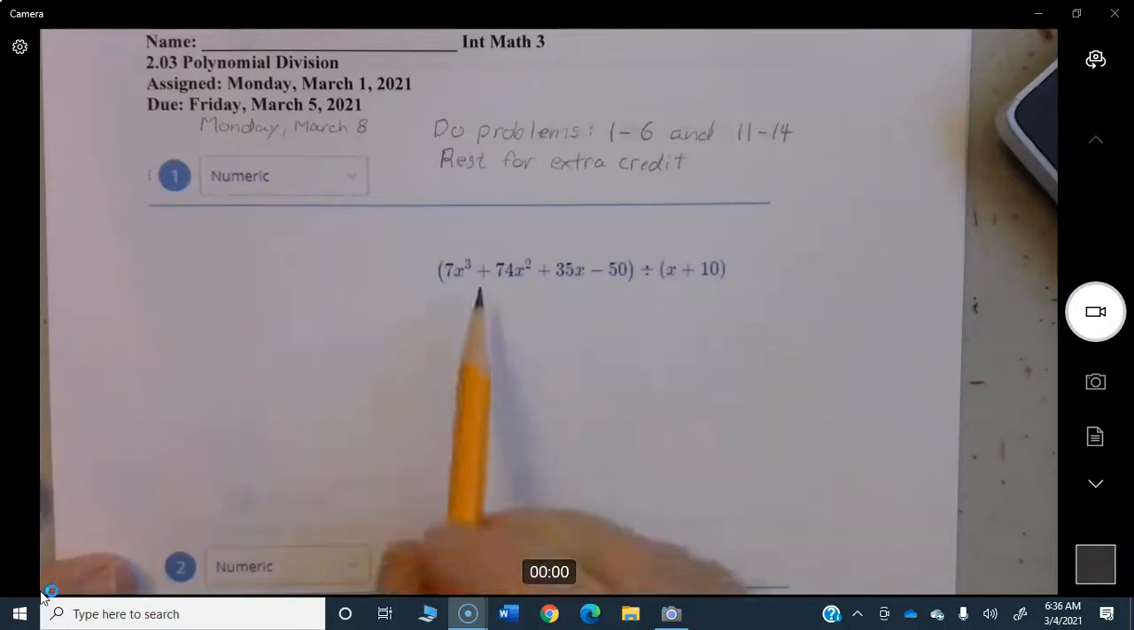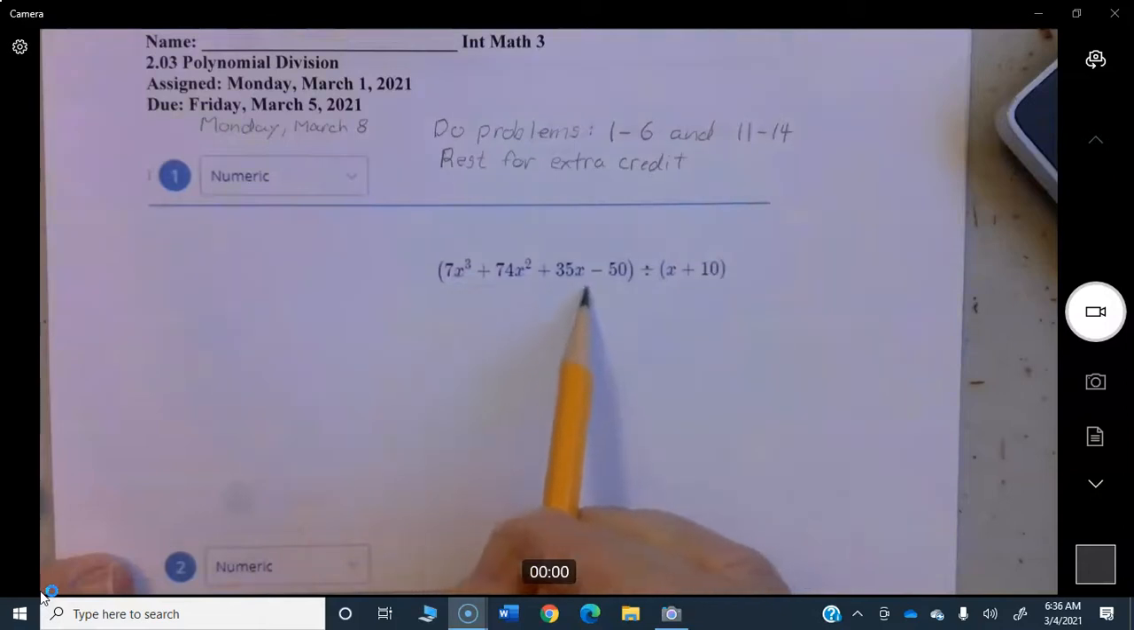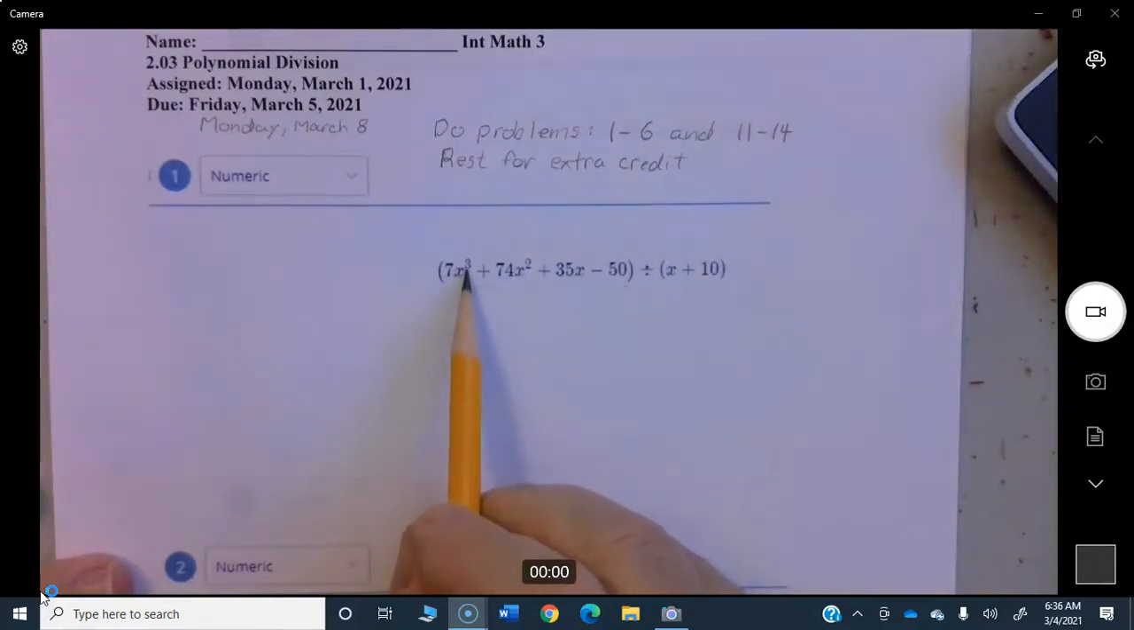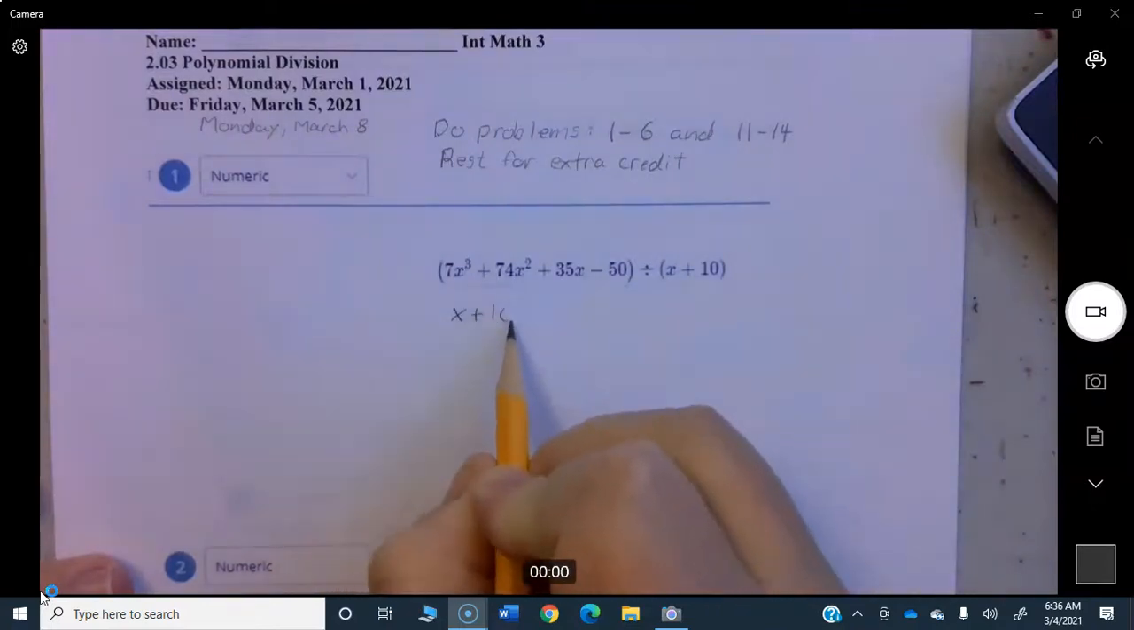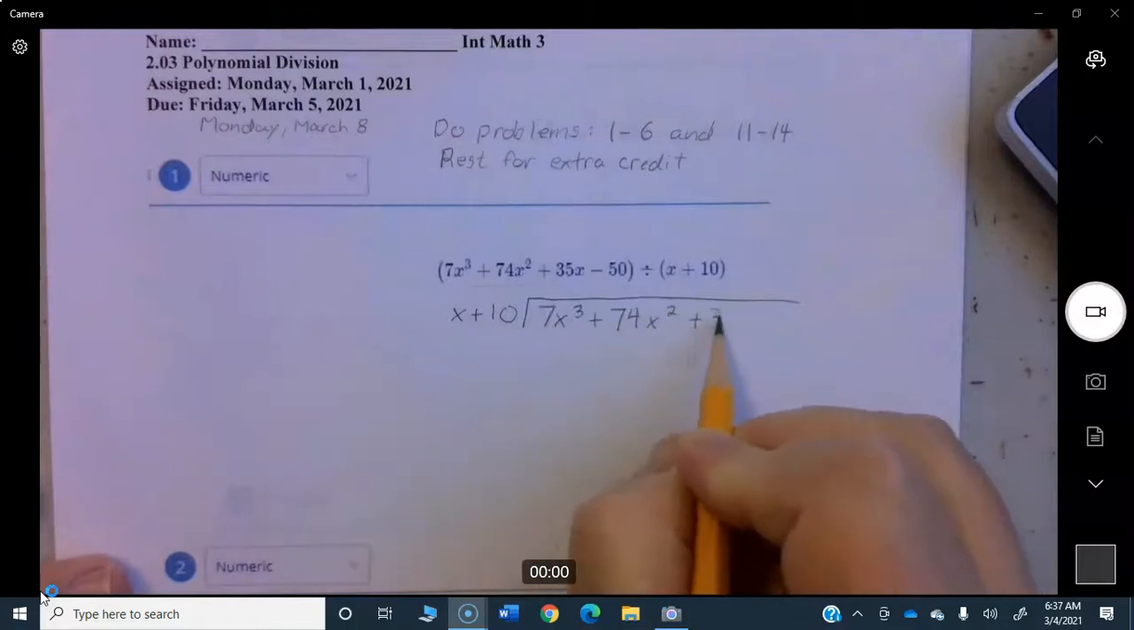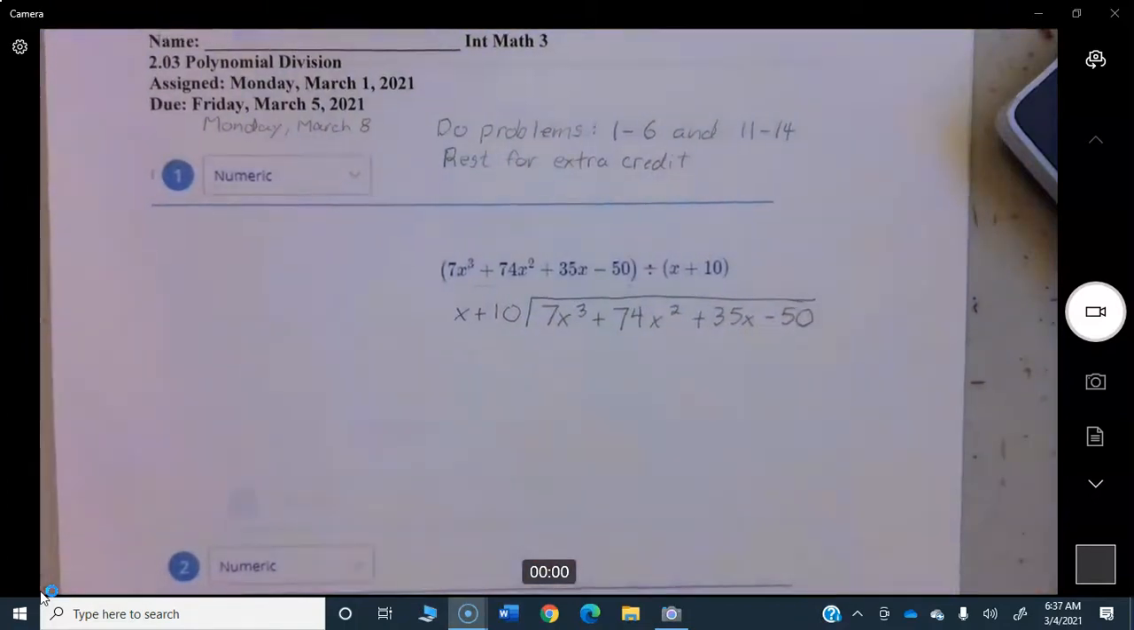Okay, so let's go ahead and set this one up. So it's this polynomial. It's a third degree polynomial. It's x to the third divided by x plus 10. So let's go ahead and set that up. Okay, and that's what it would look like when you set it up in standard long division form.